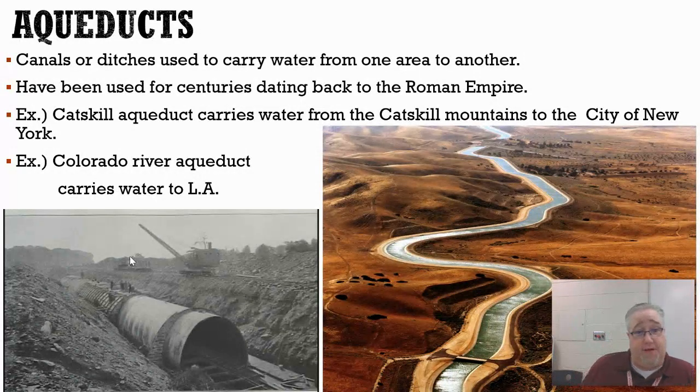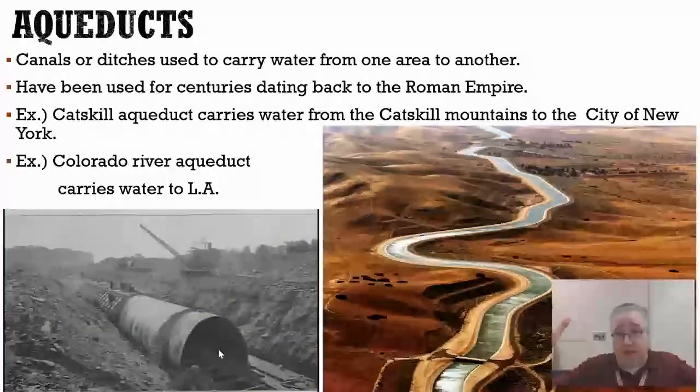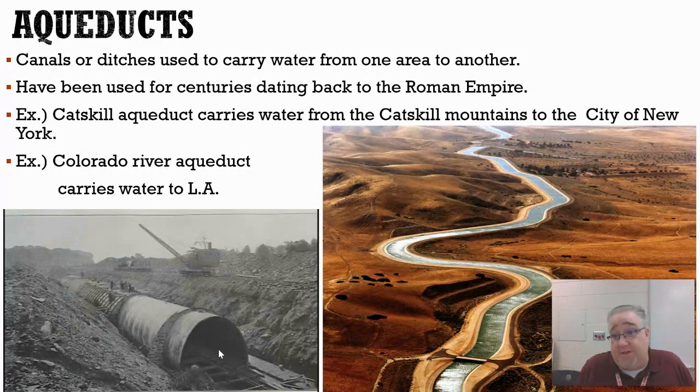For example, this picture on the bottom left is showing you the construction of something called the Catskill Aqueduct, which is basically a series of underground pipes that carry water from the top of the Catskill Mountains, which are in upstate New York. And when that ice melts, all that water travels to the city of New York. So it's just a man-made tunnel system to move water from point A to point B.